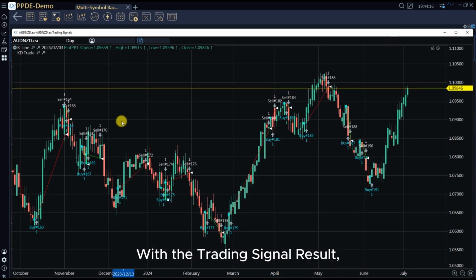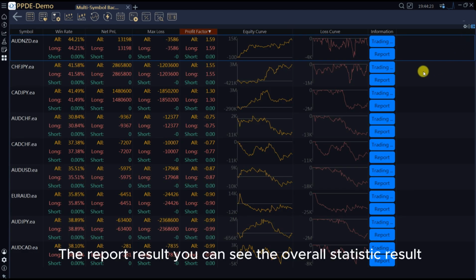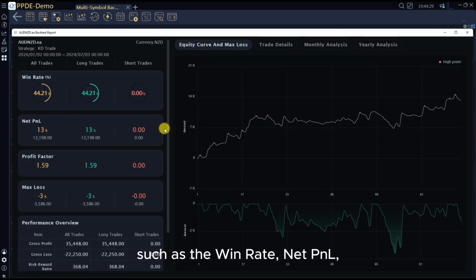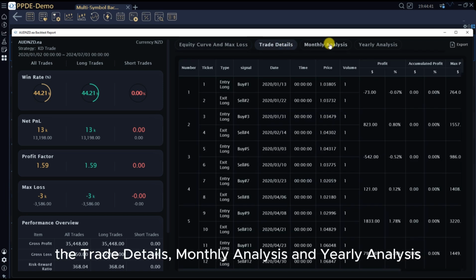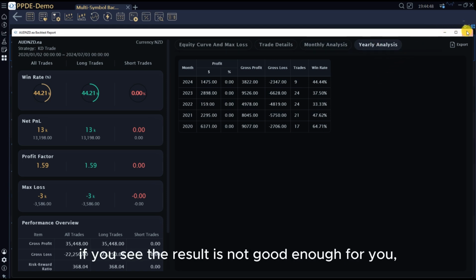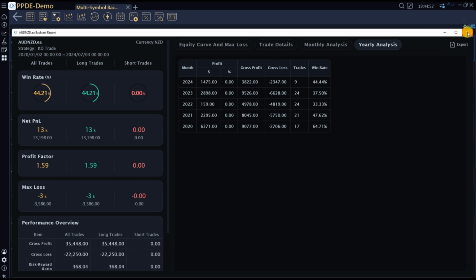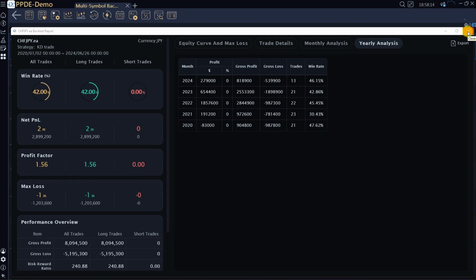With the trading signal result, you can see the entry and exit signals provided by the strategy we chose. With the report result, you can see the overall statistics and the performance overview of the strategy, such as the win rate, net PNL, profit factor, max loss, etc. You can also see the equity curve and max loss graph, the trade details, monthly analysis, and yearly analysis based on the strategy. However, if you see the result is not good enough for you, you can try to combine multiple strategies together. For example, I try to combine the moving average with the MACD strategy.